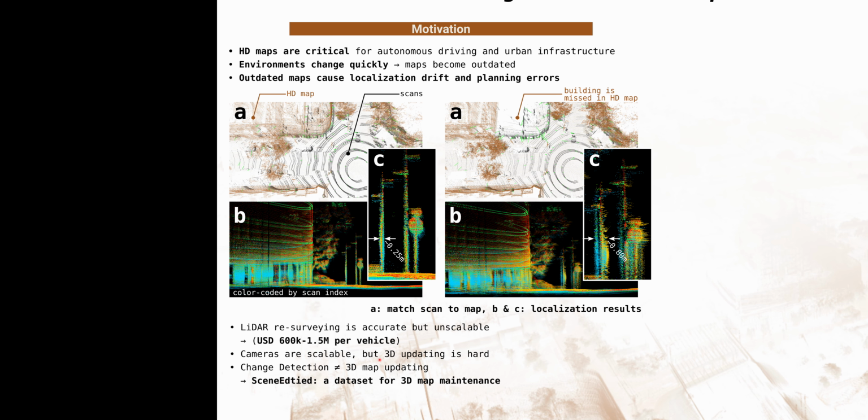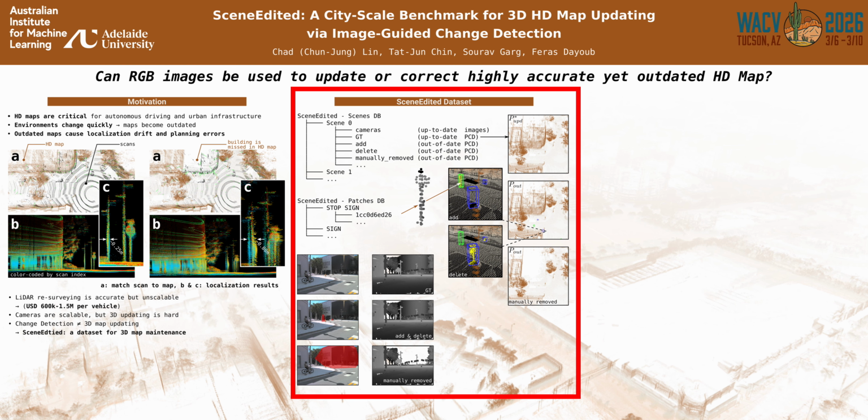Moreover, even though there are many change detection algorithms and datasets, only a few papers explore the next step of utilizing the change map for map updating, which is a visible gap between change detection and map update. So we created this dataset for 3D map maintenance called SceneEdited. Next, let's move on to the section about how we designed this dataset to support 3D map maintenance.